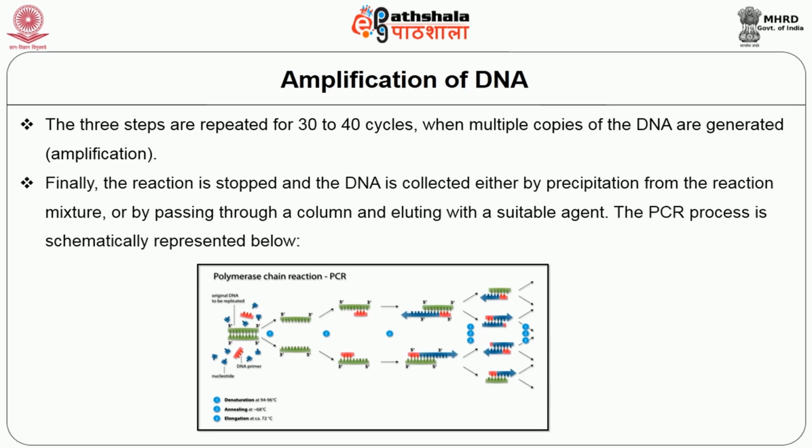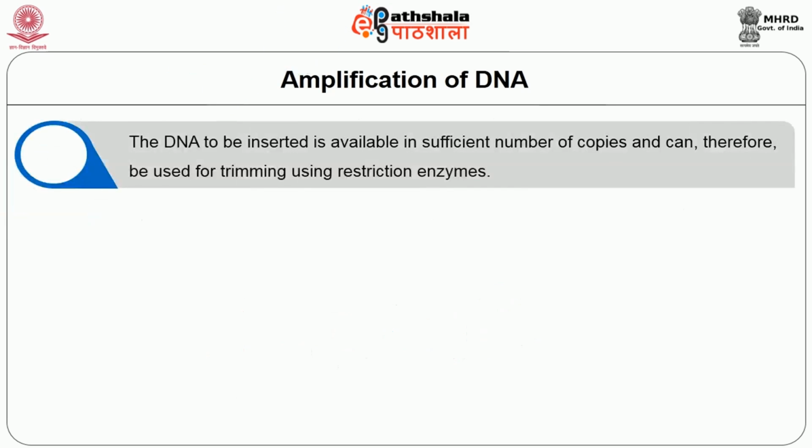Finally, the reaction is stopped and the DNA is collected either by precipitation from the reaction mixture or by passing through a column and eluting with a suitable agent. With this step, the DNA to be inserted is available in sufficient number of copies and can therefore be used for trimming using restriction enzymes.